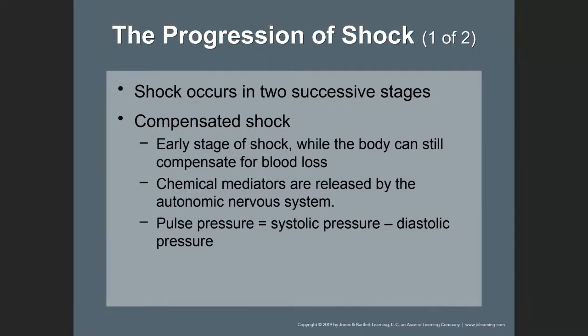The pulse pressure, which is the systolic pressure minus the diastolic pressure, should be within normal range. It can be a little below, but it shouldn't be less than 30. If your pulse pressure is less than 30, shock is well developed.